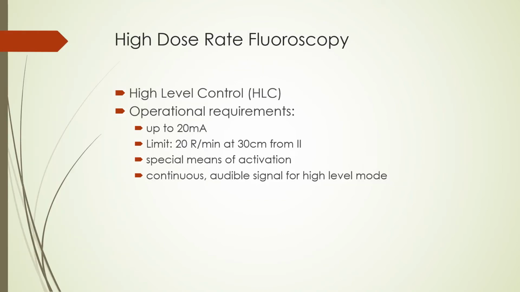High dose rate fluoroscopy is also called high level control. This mode allows patient entrance exposure rates above the 10 roentgen per minute limit for reduced noise and increased penetration when imaging larger patients. The mA can be as high as 20 milliamps in some cases. This system is limited to 20 roentgens per minute patient entrance exposure rate and requires special means of activation different from standard fluoroscopy. Like all fluoroscopy systems, it requires continuous manual activation. It also requires a continuous audible signal while the high-level X-ray beam is activated.